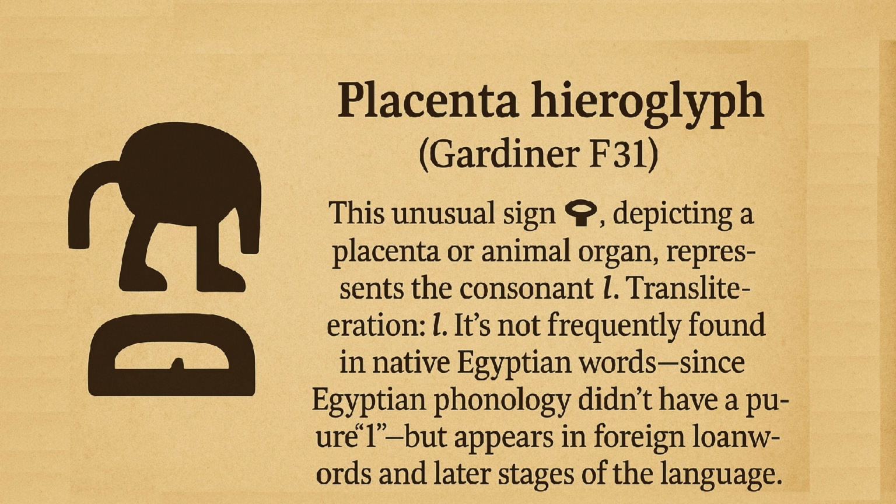9. Placenta hieroglyph, Gardiner F31. This unusual sign, depicting a placenta or animal organ, represents the consonant L. Transliteration, L. It's not frequently found in native Egyptian words, since Egyptian phonology didn't have a pure L, but appears in foreign loanwords in later stages of the language.